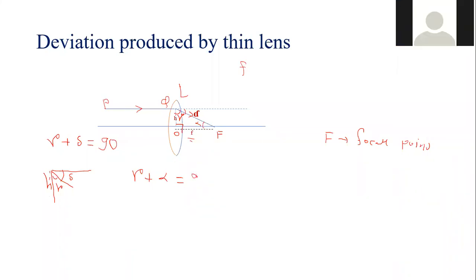Is it 135 degree? No. Now see here, this angle, one of the angles, is of 90 degree. Then the sum of the other remaining angles should be.